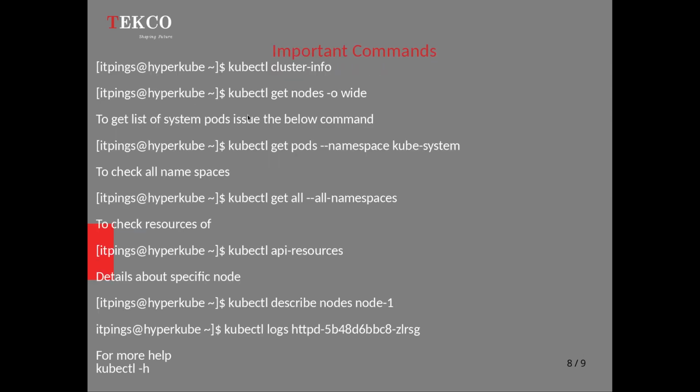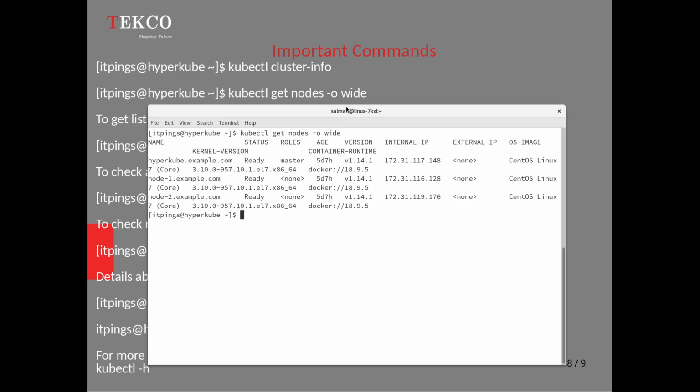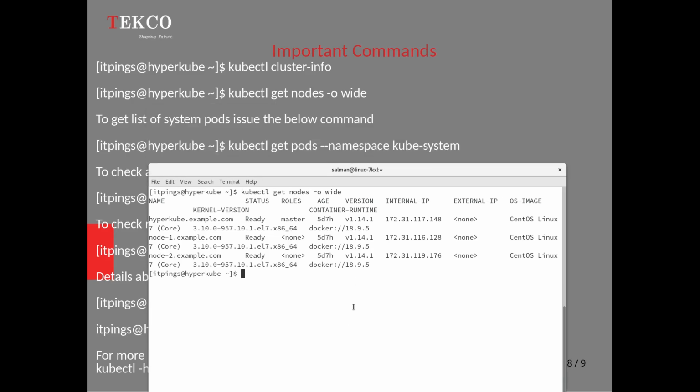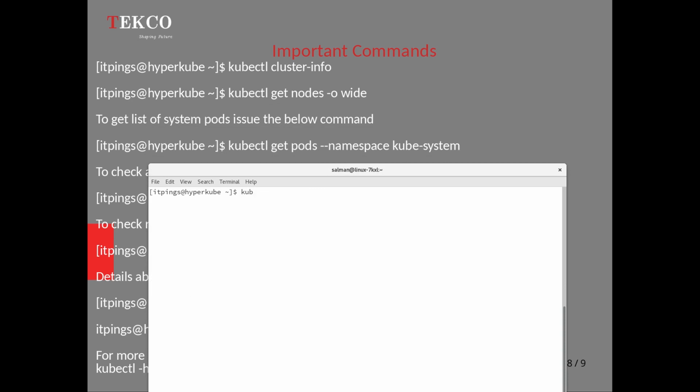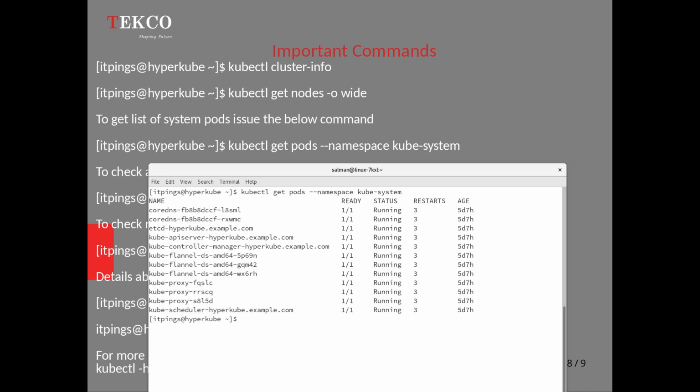Then we have to get the list of system pods. We use the command kubectl get pods --namespace kube-system. So this is how you get the system pods. These are the system pods actually. Like we have CoreDNS, Flannel, proxy, these are all system pods. This is our database. Okay, clear the screen.